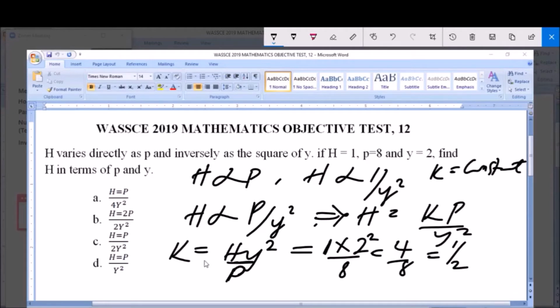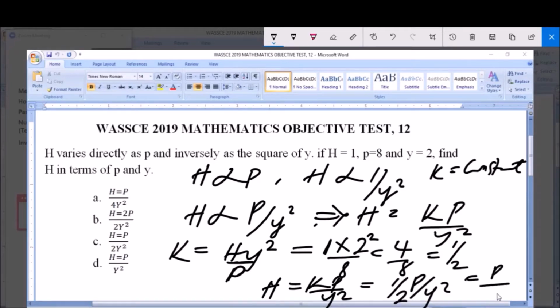Now we take it back to the original equation we had. We know our K now. We are asked to find H in terms of P and Y. So in terms of P and Y, H will be equal to what? H is equal to Kp over Y squared, and our K is 1 over 2. So we have 1 all over 2, times P over Y squared, which is the same thing as P over 2Y squared. So H is equal to P over 2Y squared.